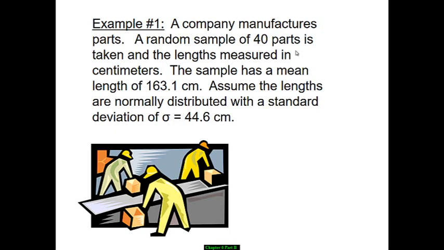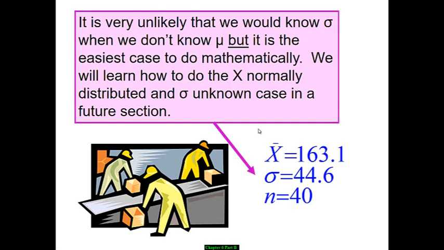Your first step is to write down all your information. Your n is equal to 40, your x bar is 163.1, and your population standard deviation is 44.6. Write them down. That's going to be important.